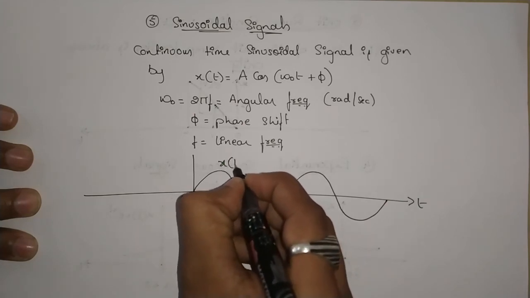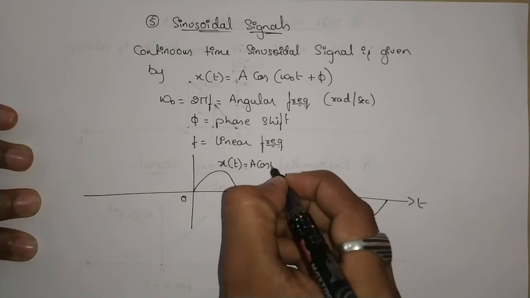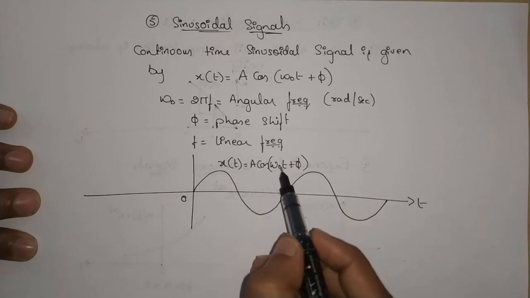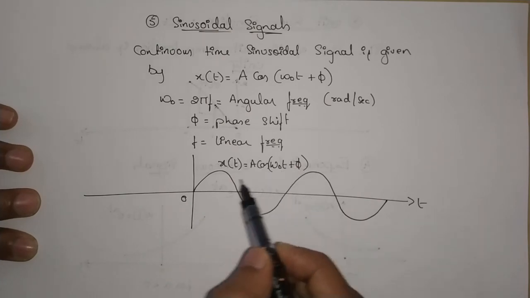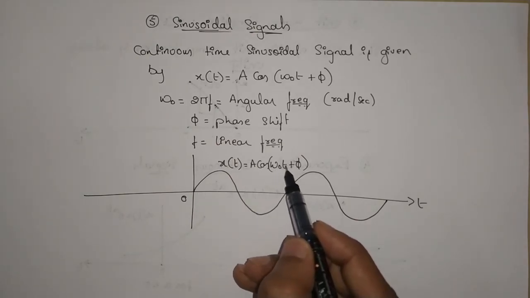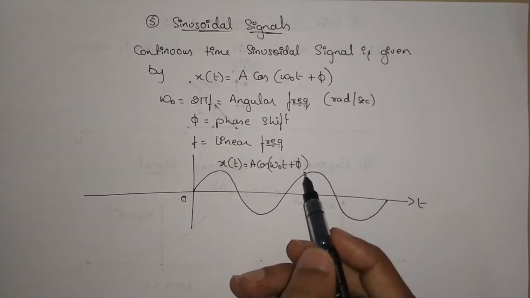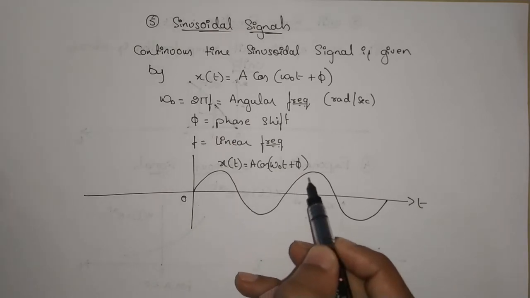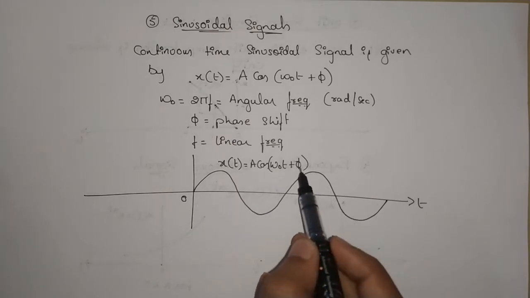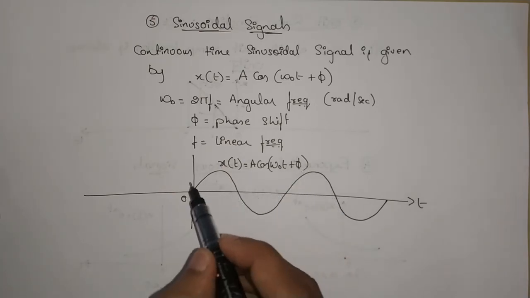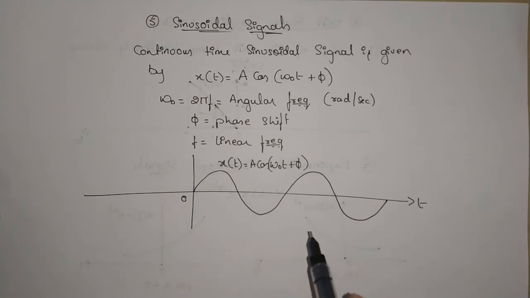x of t is equal to A cos omega naught t plus phi. For t is equal to 0, omega naught into t is 0. For phi is equal to 0, cos 0 is 1, like that we can manipulate. Or at t is equal to 0, phi is 90 degree, we can take phi as 90, cos 90 is 0. Okay, it becomes a sine wave. At t is equal to 0, if phi is 90, we will get this waveform, and if phi is equal to 0, we will be getting a cos waveform. Okay, this is about sinusoidal signal.